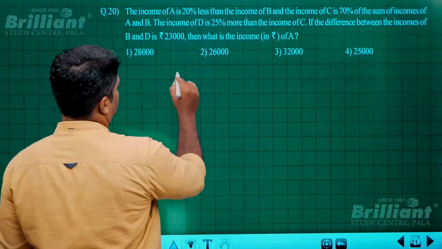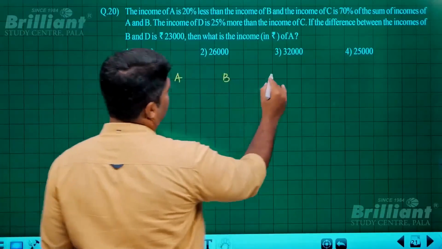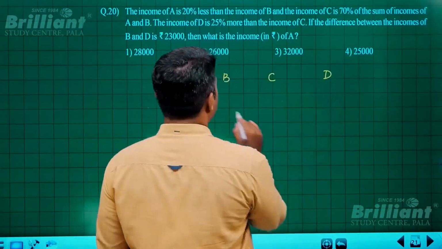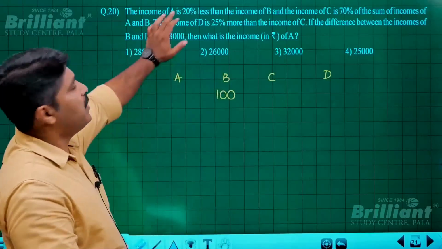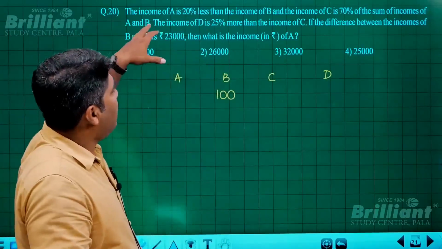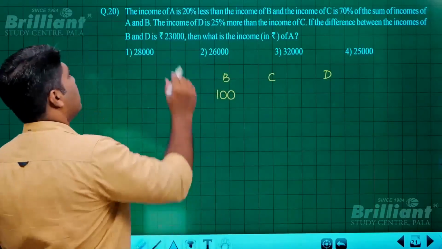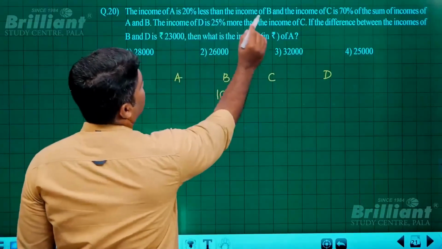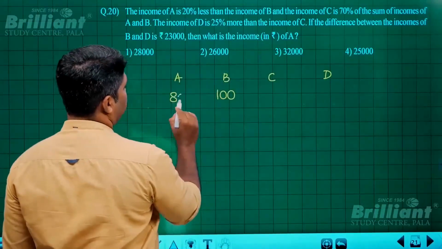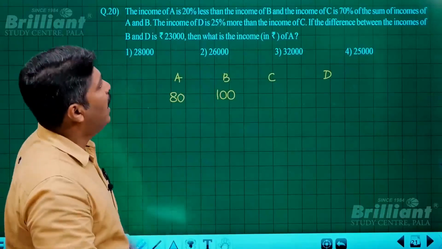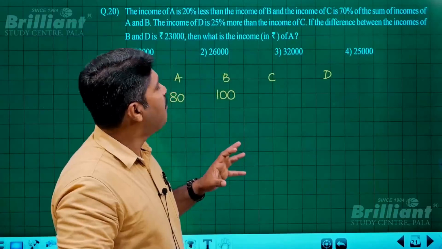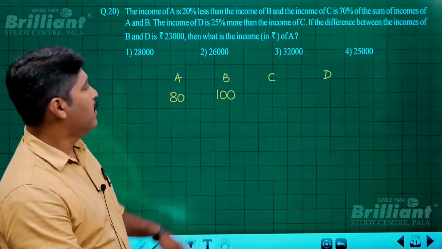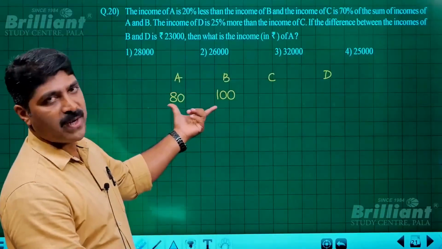Here, we are considering the values like this, A, B, C, D. I just start from B because our first statement is that A is compared with B. So it is given that income of A is 20% less than the income of B. Therefore, income of A, we can write it as 80, B. And the income of C is 70% of the sum of the incomes of A and B. So sum of the incomes of A and B, that is 180.